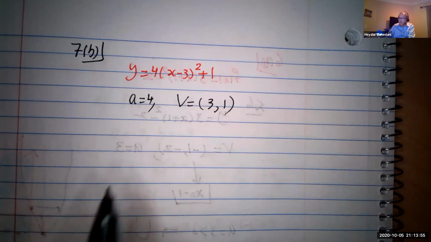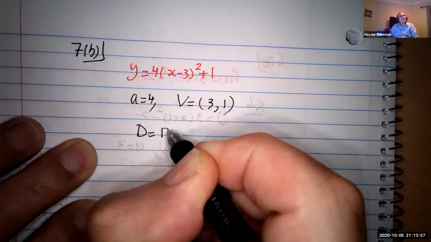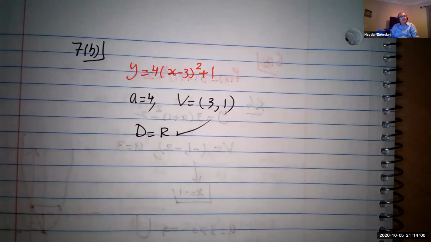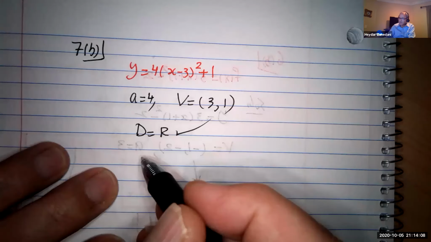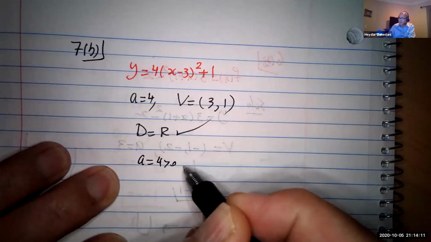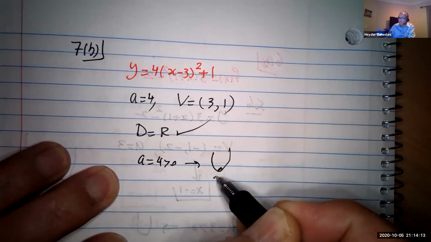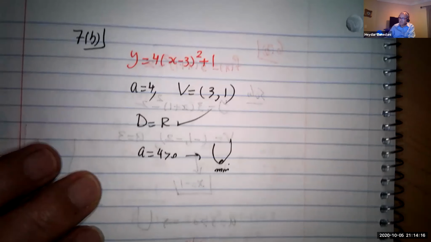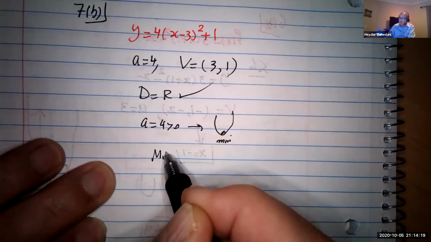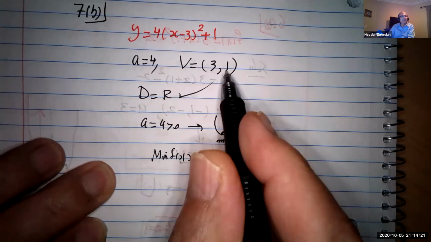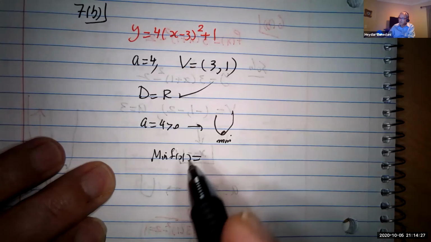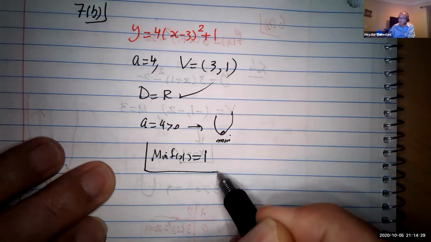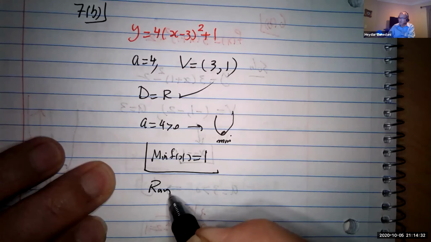So the domain is all real numbers. To get the range, you have to check to see what you have. Do you have a maximum or do you have a minimum? So a equal to 4 is positive. Positive means up, so we have a minimum. The minimum is the y coordinate of the vertex, remember? f of negative b over 2a, which is 1. So that's a minimum. So the range is going to be from the minimum up.